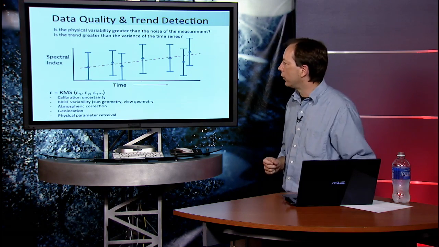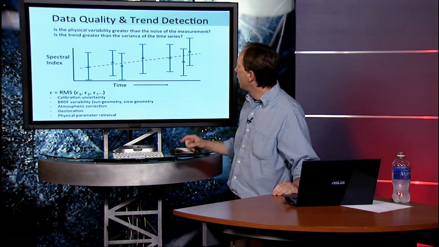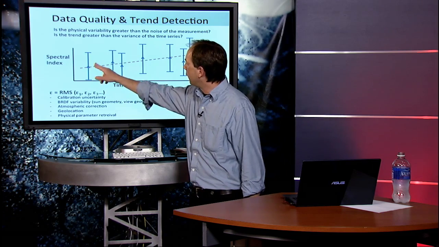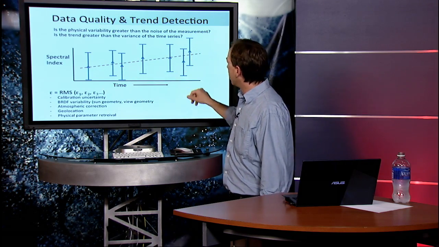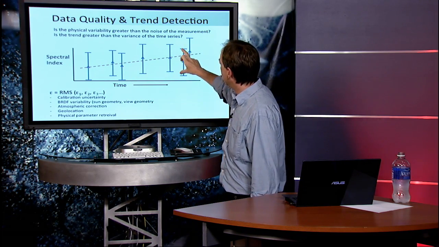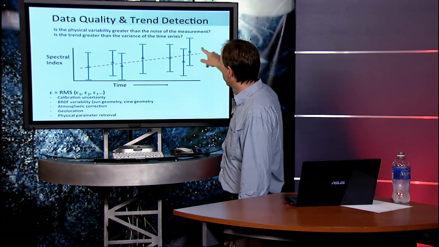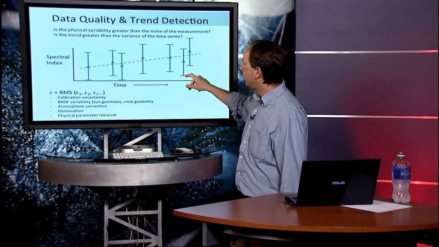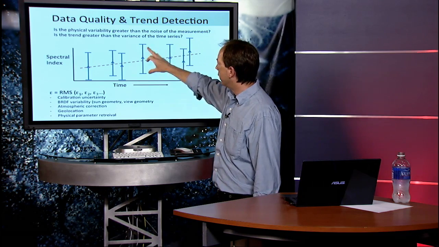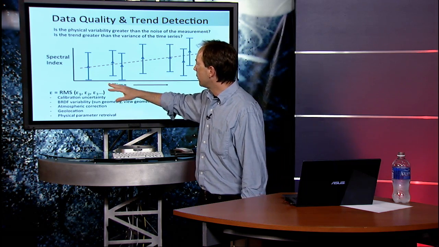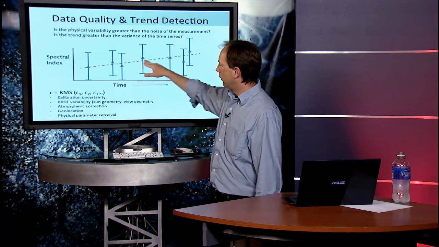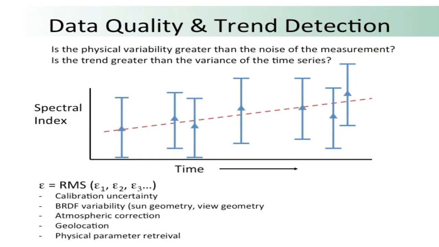Right. So here's an example where we have a series of observations, and if you don't include the uncertainty in the geophysical parameter itself, you might think that that's a pretty reliable trend. On the other hand, if you do include the uncertainty, which are represented by these error bars, you really can't necessarily say anything about the trend itself. So it's important to understand both the variability of the measurements as well as their uncertainty.